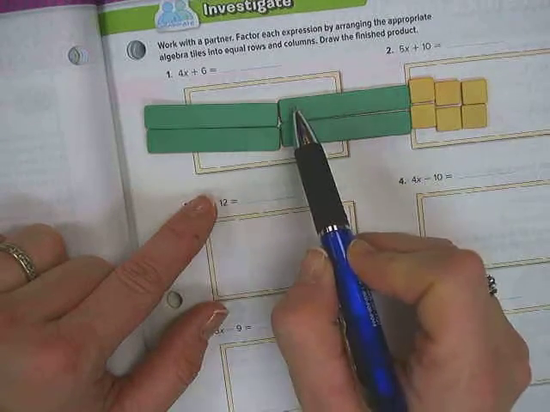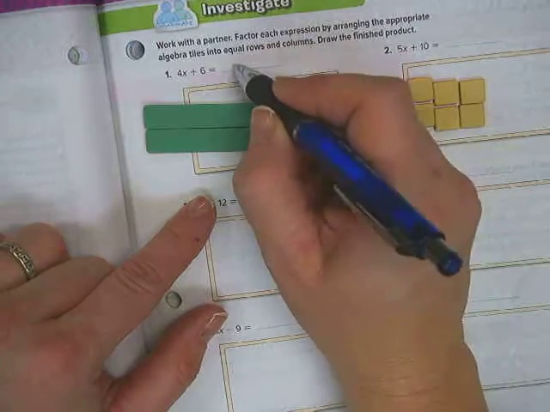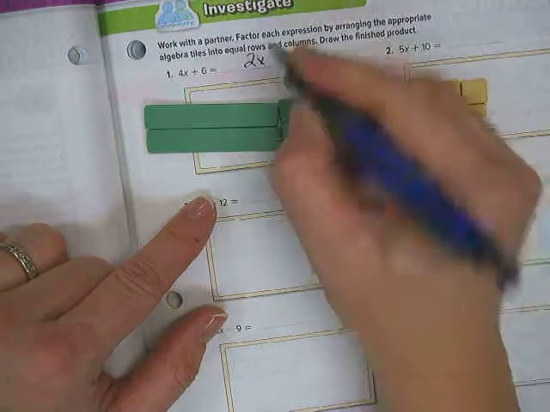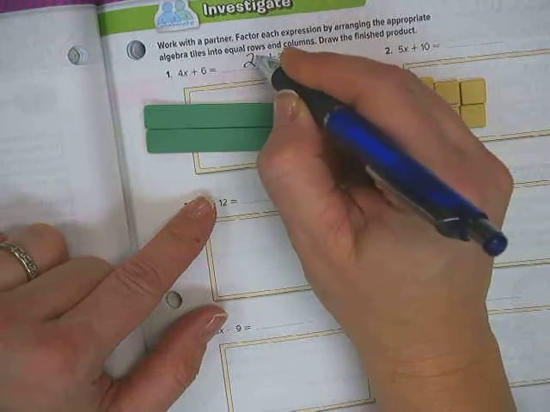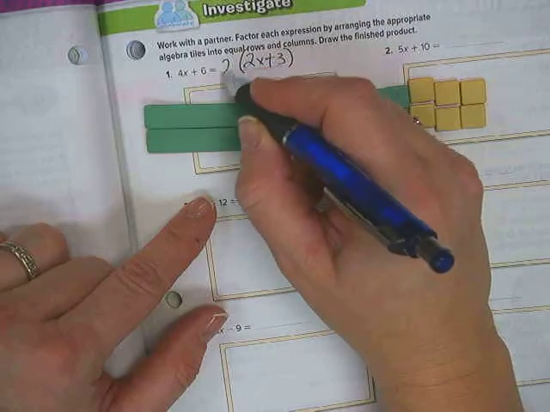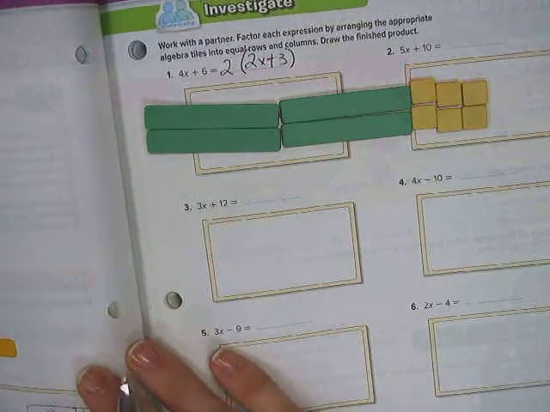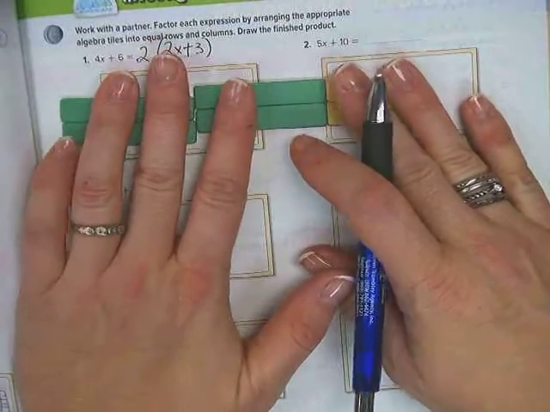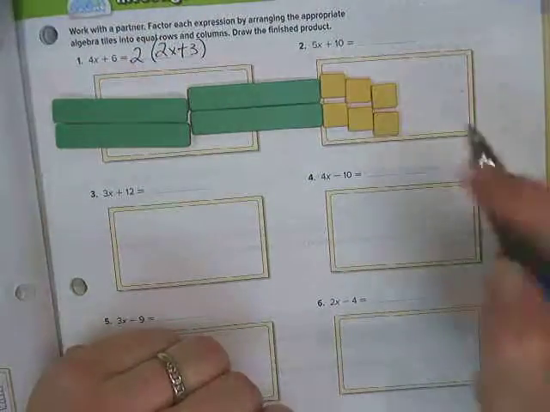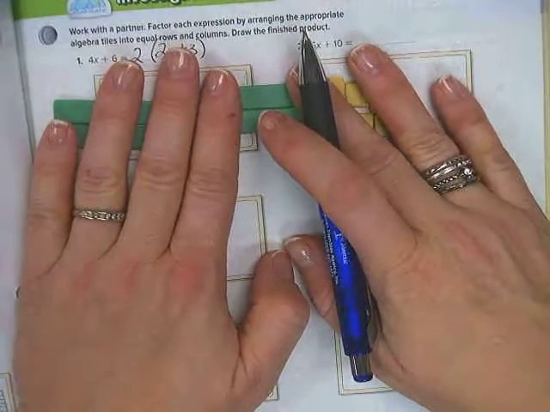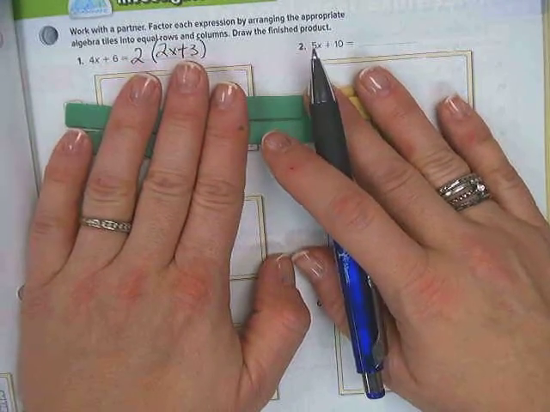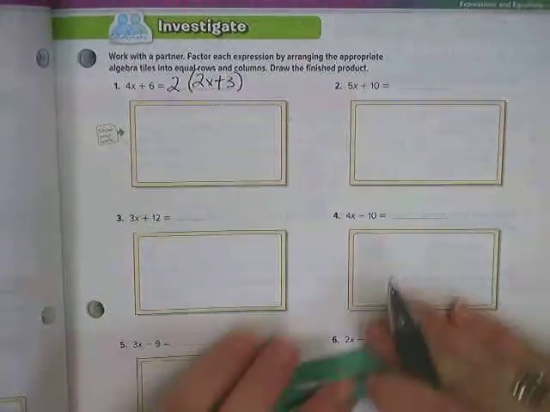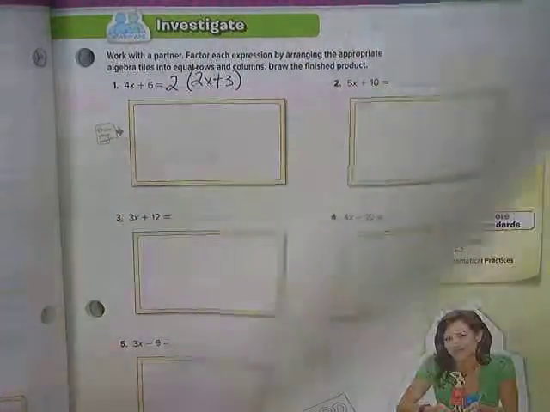Yep, it is. So the length is x plus x. So the length is 2x plus 3. And the width is 2. So we have now factored that. So I want you to work with your partners using your algebra tiles. Once you get it set up, then try to make the factoring expression. And I don't think you need to actually draw the models. Just build them and then do the factor.